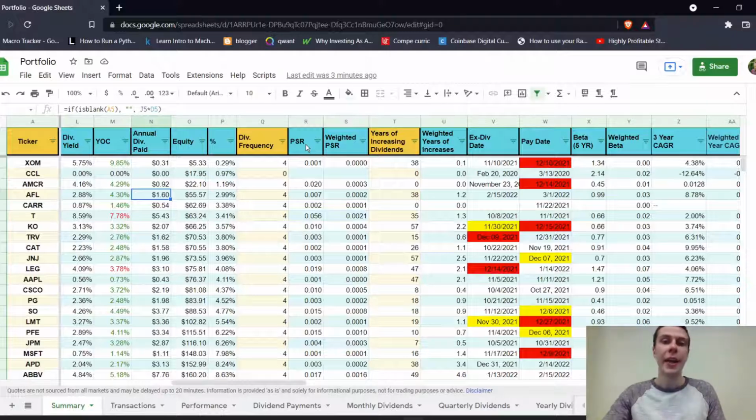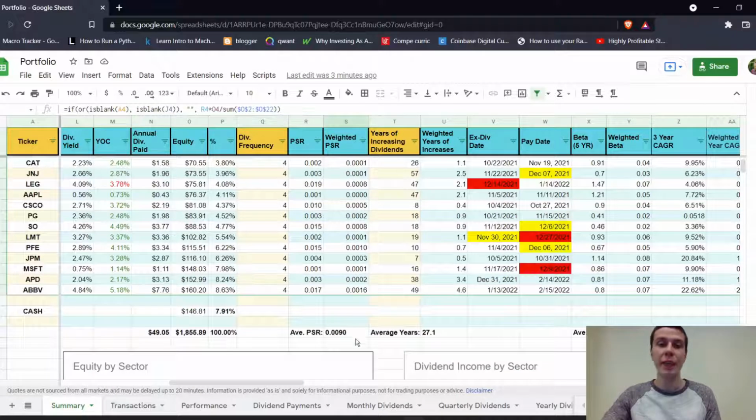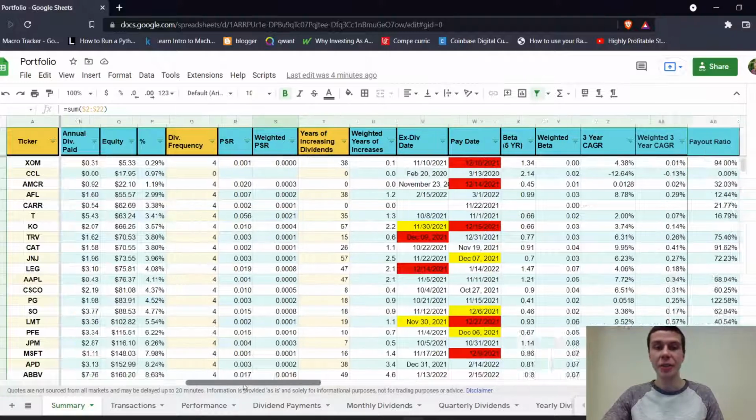And the next column here is just the weighted PSR, and that is basically just so that we can get an understanding of the average for our portfolio. So we weight each of these values based on the weighting in the portfolio, and then we can add them up at the bottom here. That calculation is the actual PSR times the equity amount of that position divided by the total equity of all my positions in the portfolio. And then we can add all those values in this column up and get the average PSR for the whole portfolio.